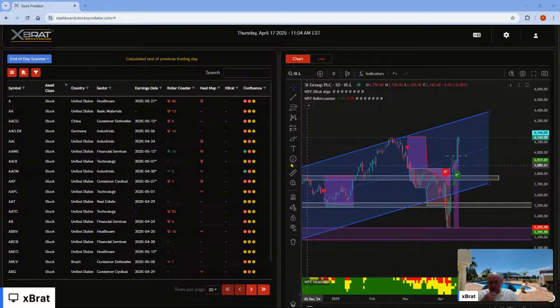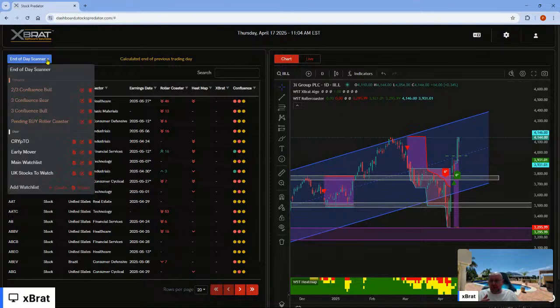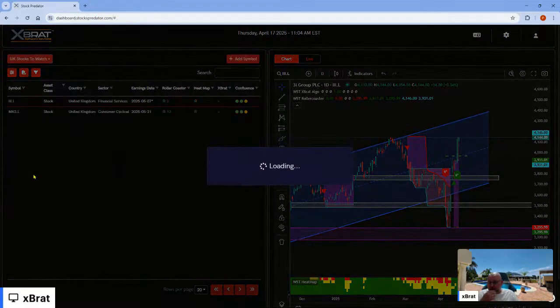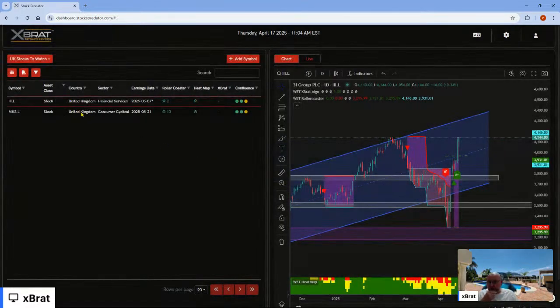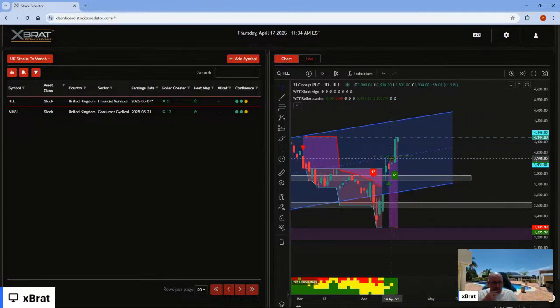So first of all, I just want to go through a couple of stocks that I was looking at the beginning of the week and how well they're doing. First of all, my UK stocks to watch. There were a couple in their 3i group. Again, when I looked at this at the beginning of the week, my entry was at this point where this green is here. I talked about that we'd got full confluence.